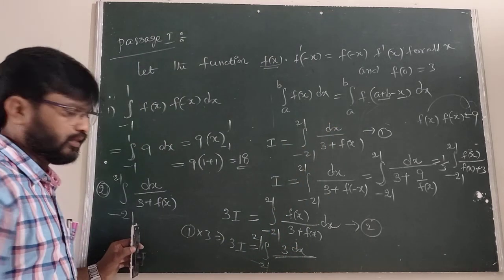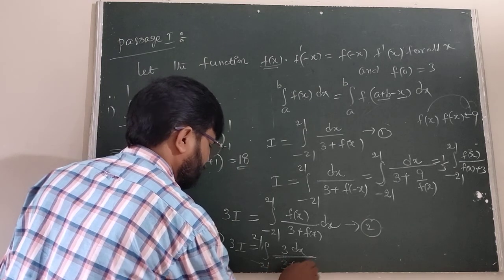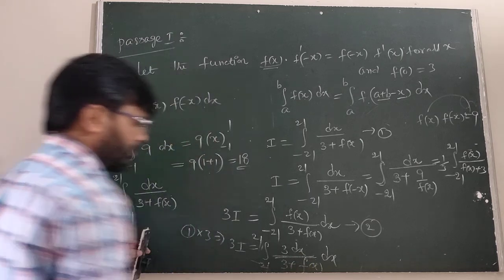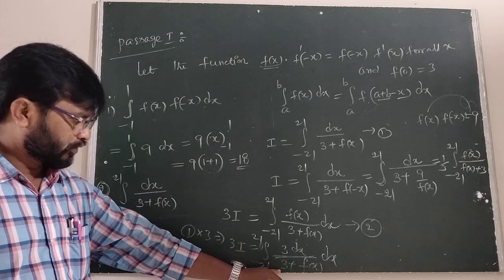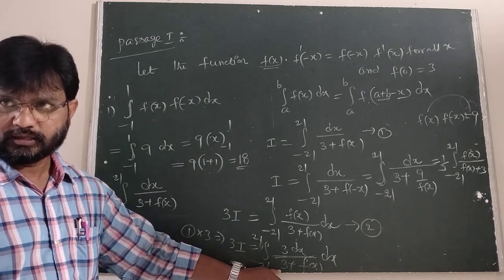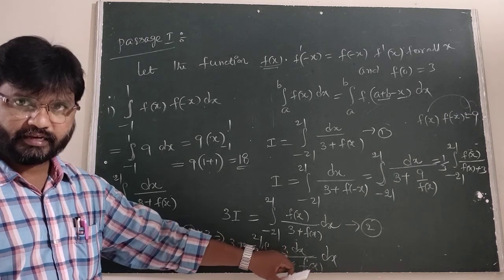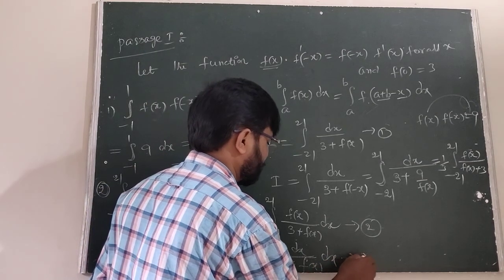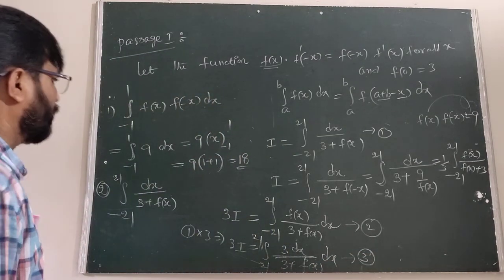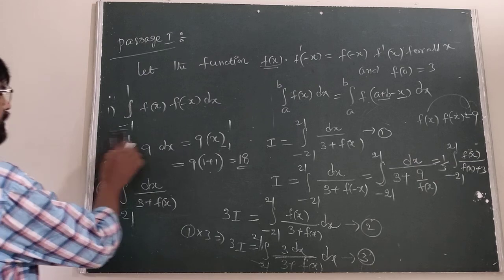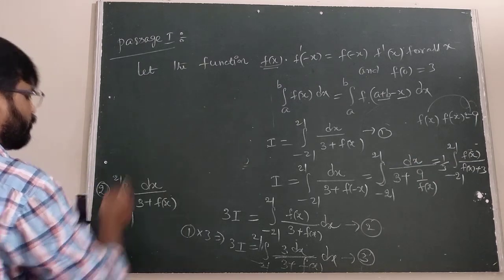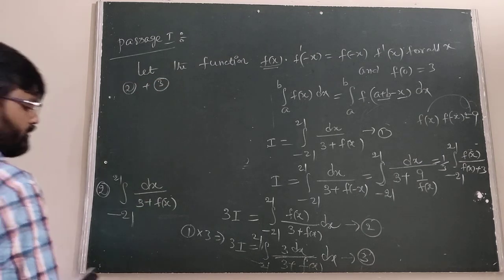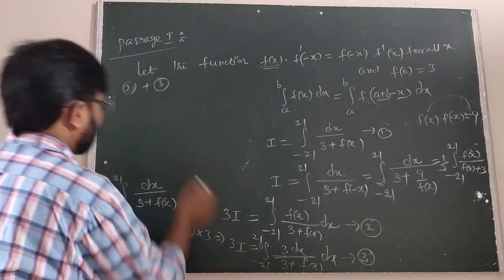plus 3 plus f of x into dx. Is it clear? Therefore, this is 3 dx by 3 plus f of x into dx. Now we take the sum: 2 plus 3, that implies 3I plus 3I is 6I.